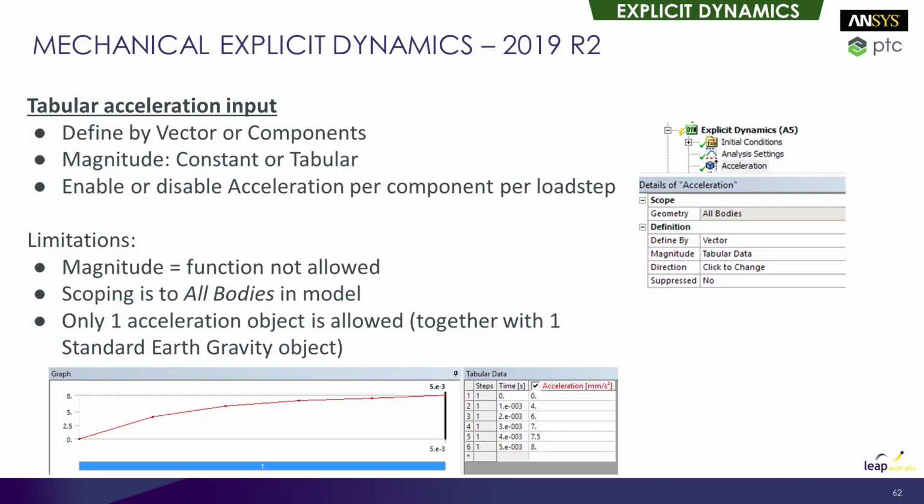And it also supports tabular acceleration. I've wanted this for a long time, but basically instead of having a constant value for the acceleration boundary condition, we can now specify a load curve. So the acceleration varies over time. It doesn't support an equation yet or a function, but you can easily calculate that in Excel, for example, and then copy and paste into the table.